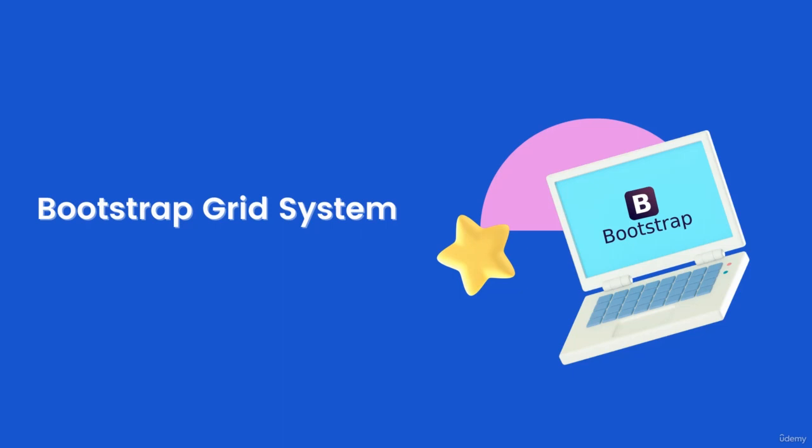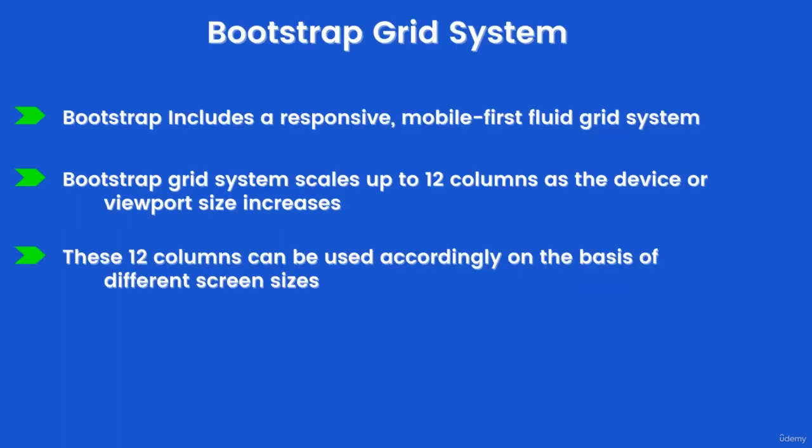So let's see what is all here in the Bootstrap grid system. Bootstrap includes a responsive, mobile-first, fluid grid system. As I said, all responsive web design is possible because of this grid system itself. The Bootstrap grid system scales up to 12 columns as the device and viewport size increases. So it all depends on how you want to use these 12 columns.